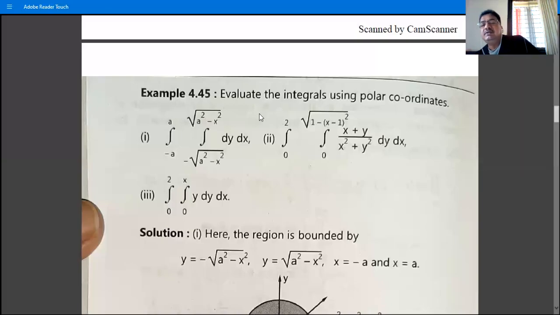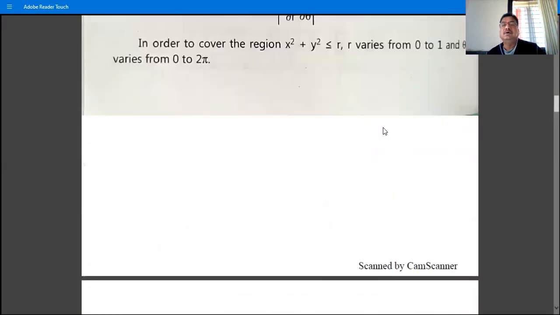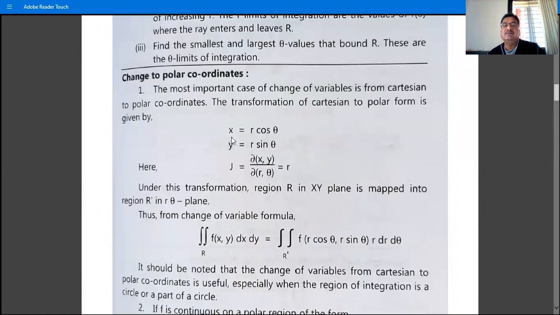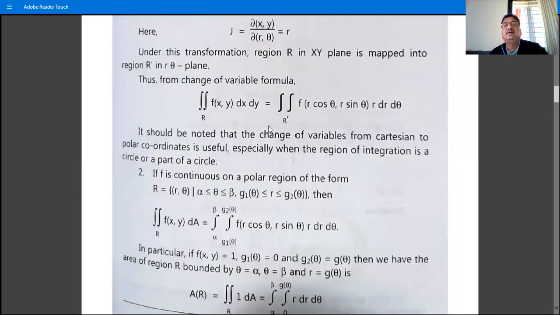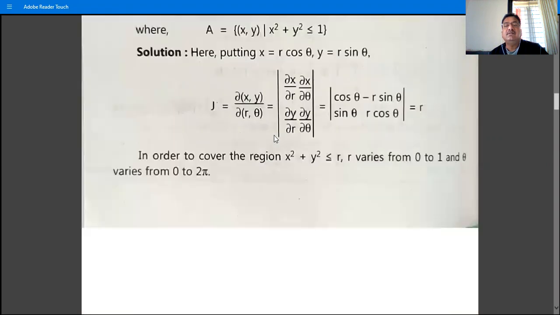You evaluate the integral using polar coordinates. So already, what are the polar coordinates? We have seen in the last lecture that x is equal to r cos theta and y is equal to r sin theta are called polar coordinates. In this case, the Jacobian J is r. That is, ∂(x,y)/∂(r,θ) is r, and these are called polar coordinates.